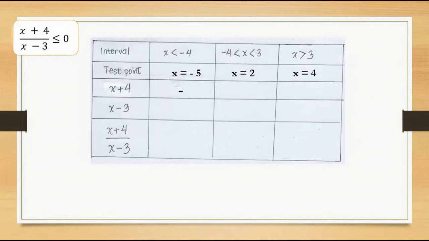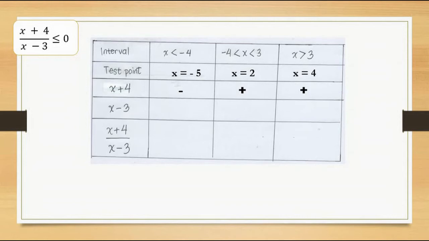Next is when x = 2. Substitute x = 2 into x + 4. So 2 + 4 is 6. 6 is a positive number, so we put a positive sign there. When x = 4, substitute that into x + 4. So 4 + 4 is 8. 8 is a positive number, so we put a positive sign there.